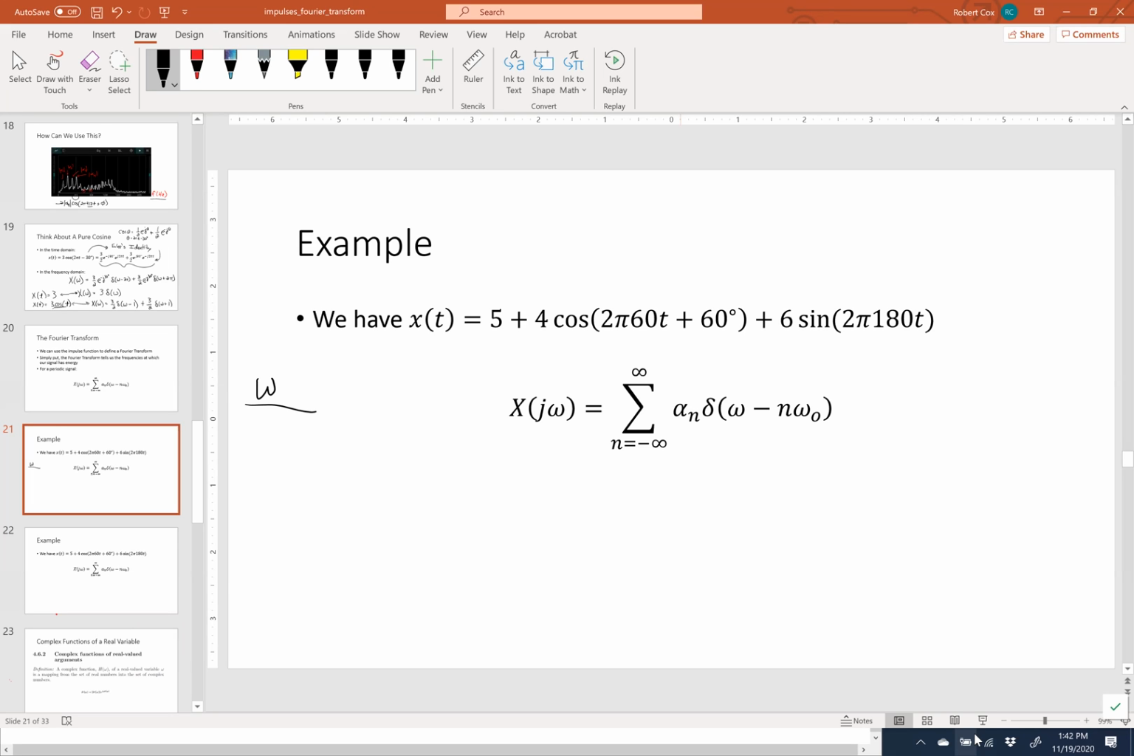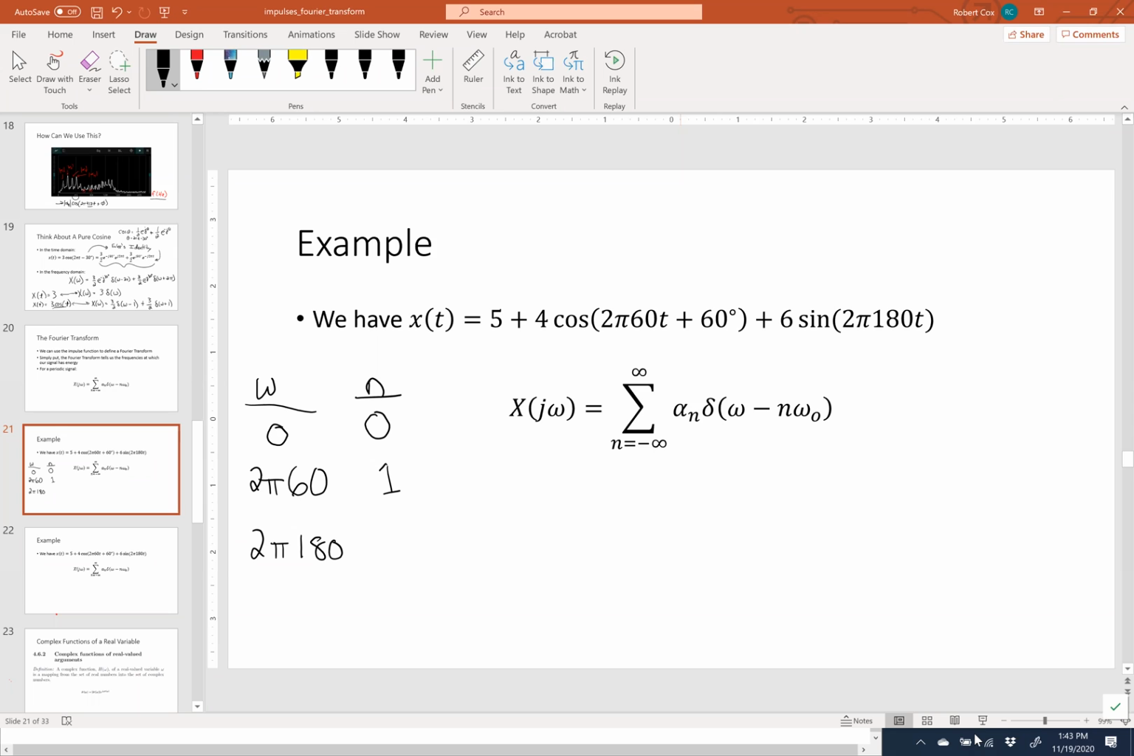2 pi 60 and 2 pi 180. Those are two of them. And 0. Those are the frequencies that are clearly present in that waveform. What's the fundamental frequency? 2 pi 60, right? So if I look at my n values, this is my fundamental here, n equal to 1.